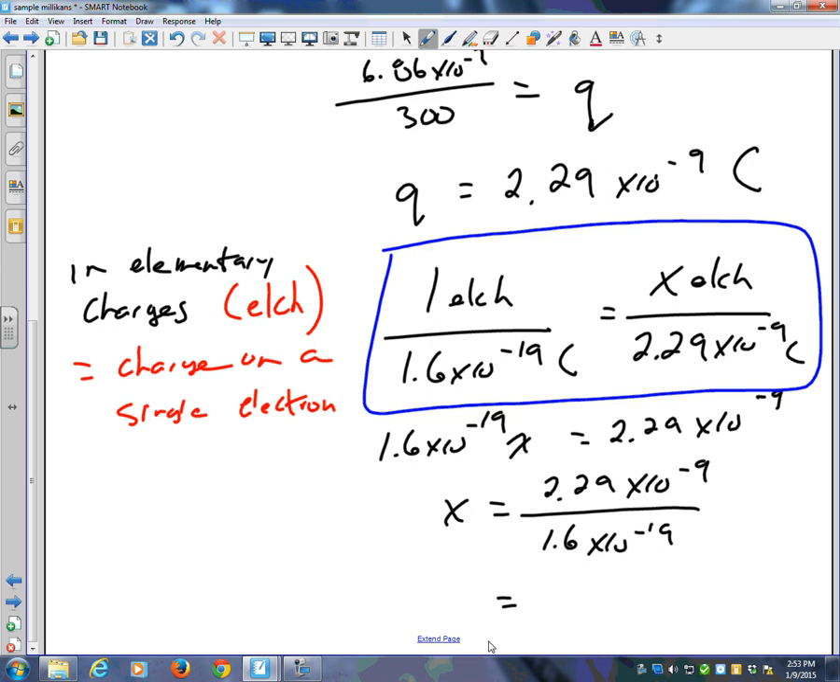Yeah, okay. So coulombs to elementary charges is divide, right? Coulombs to elementary charges is divide. And then 2.29 times 10 to the 9 divided by 1.6 times 10 to the 19. And you're going to get some pretty big number, actually. 1.43 times 10 to the 10 elches. You would need 14 billion electrons to come up with that charge. 1.43 times 10 to the 10 elementary charges.